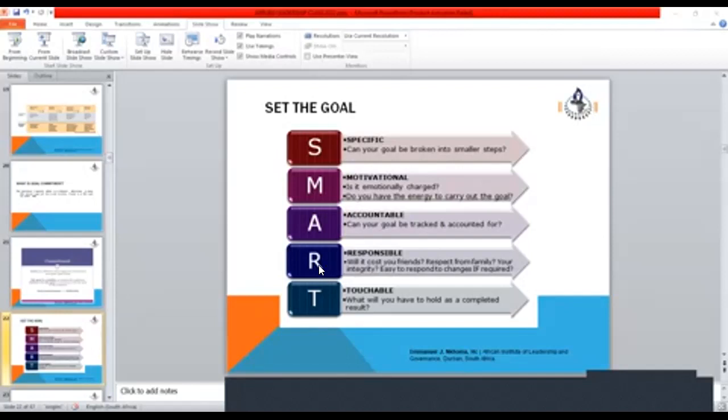R, which is responsible. When we talk about responsibility, will your goal cost you friends, respect from the family, your integrity? Is it able to respond to changes if required? What are some of the responsibilities you have to consider whenever you set the goal?